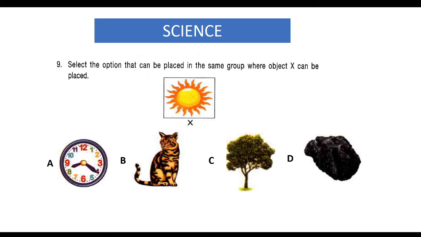Select the option that can be placed in the same group where object X can be placed. So we have 4 options here: a watch, a cat, tree and a rock. So the right answer for this question is option D, which is rock.